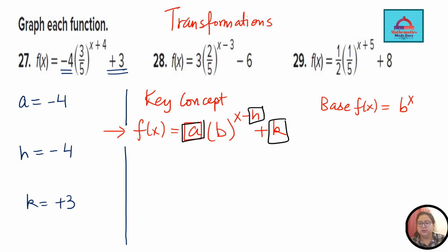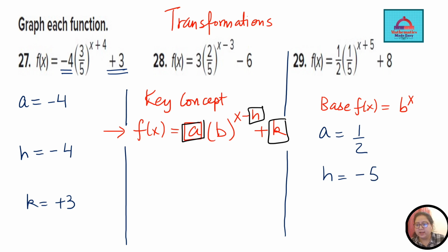Let's do similarly for question 29. For question 28, you can do similarly. So a is the number which you see outside, so it's 1/2. h is the one that comes with x, so it's -5. I hope you're able to understand why it is -5 and not +5, because we're comparing x plus 5 with x minus h. So when they have opposite signs, it is negative. Similarly your k is 8.